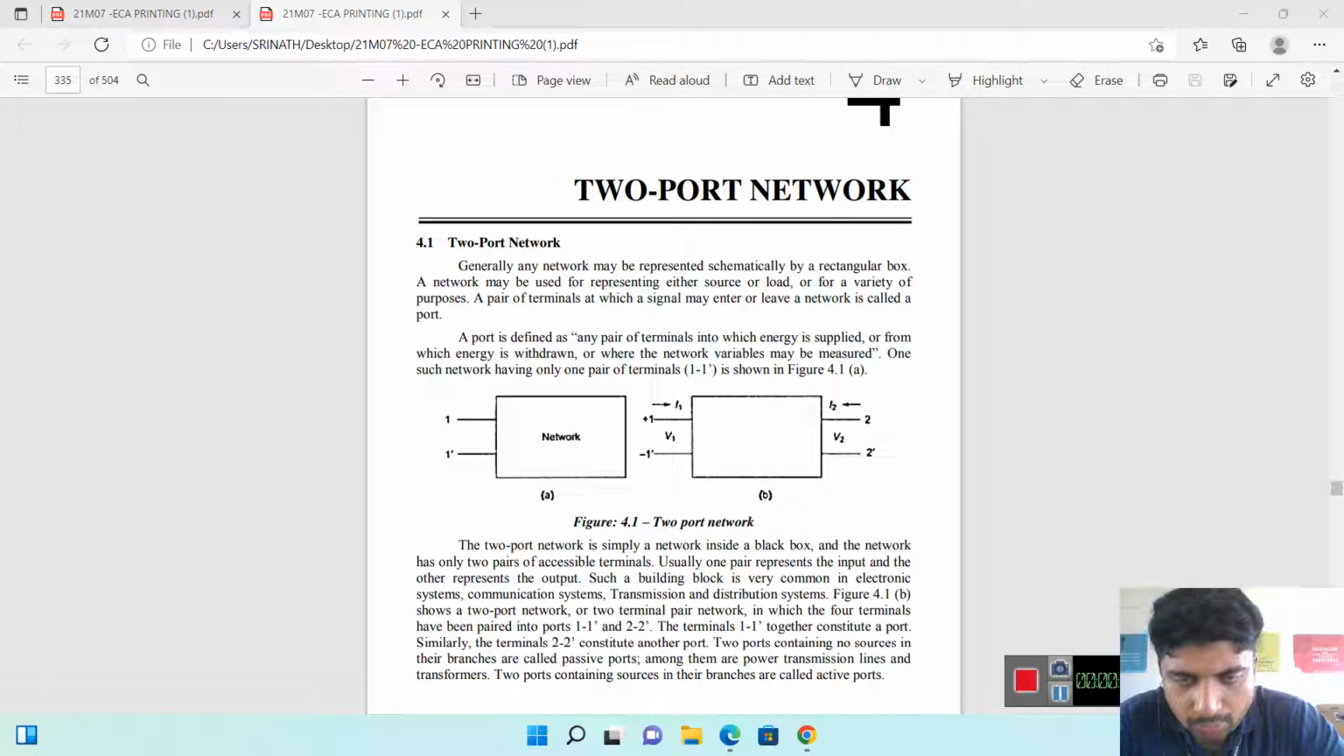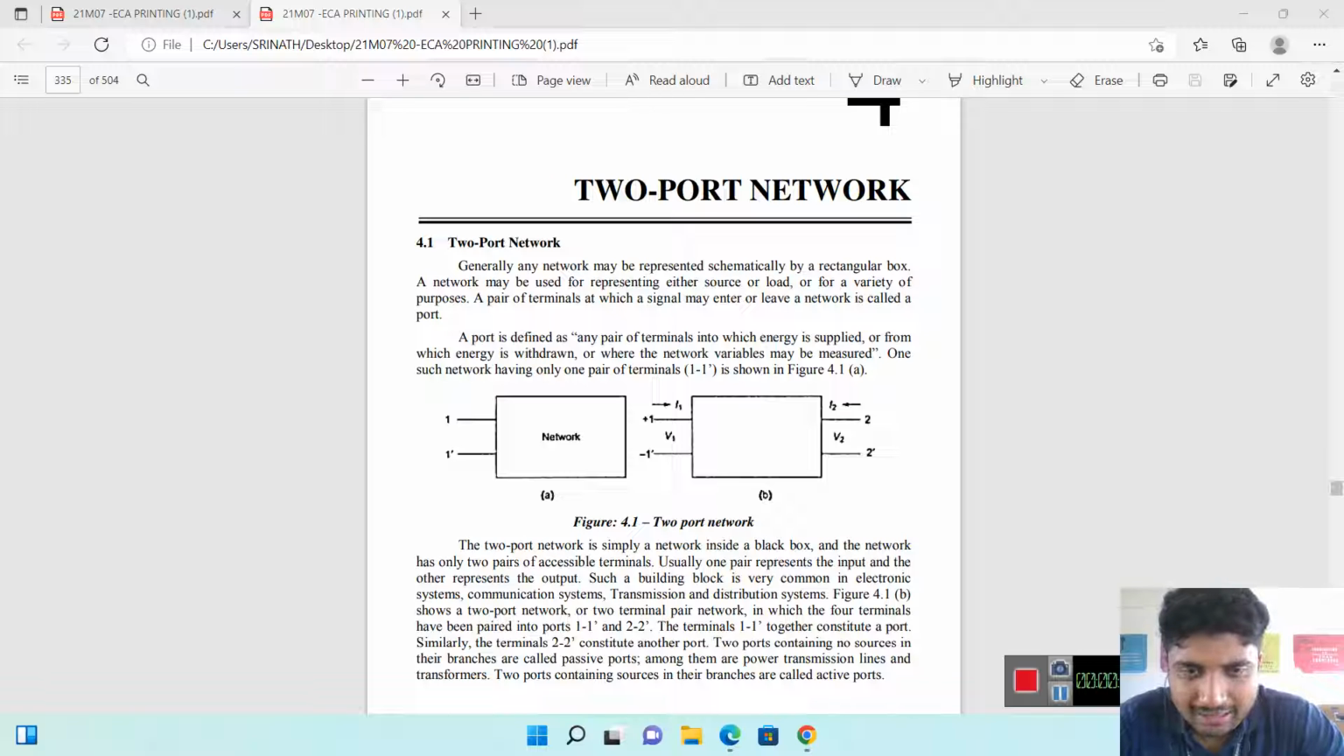First of all, before going to a two-port network, we must know what a network is. A network may be used for representing either a source or a load. The source or load will be represented for a variety of purposes. So that is the network.